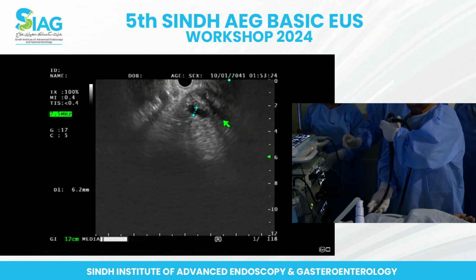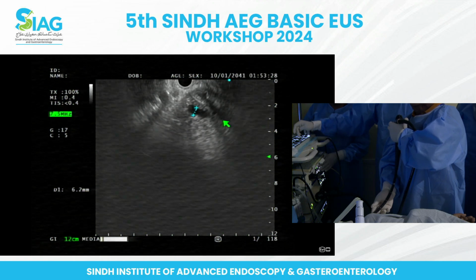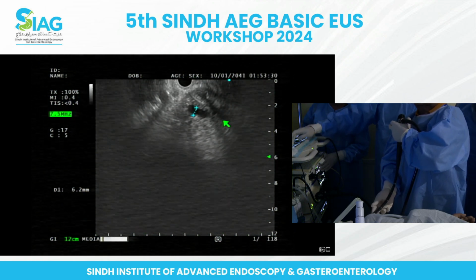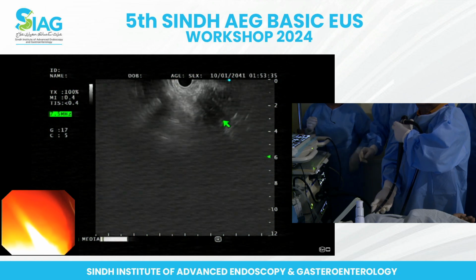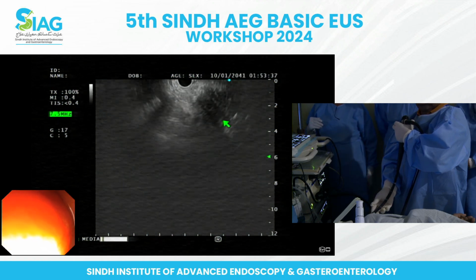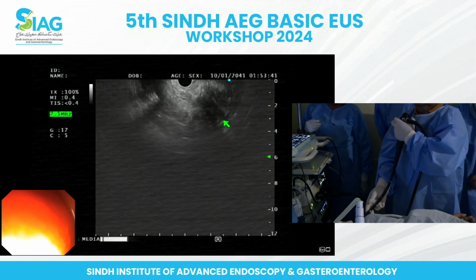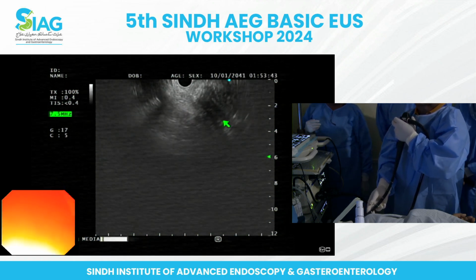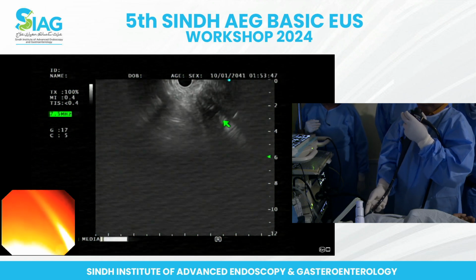So this is 6.2 millimeters, so it's fairly dilated, right? Okay, sir. Now where's the duct? We are not able to see the duct very clearly, so just like previously, you need to clarify the duct.